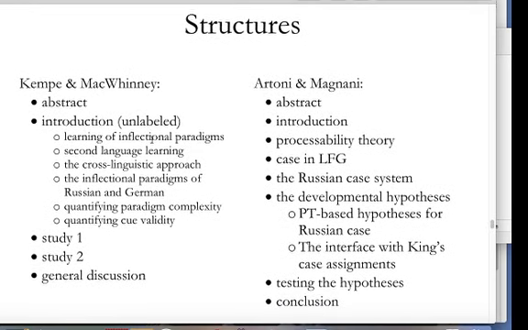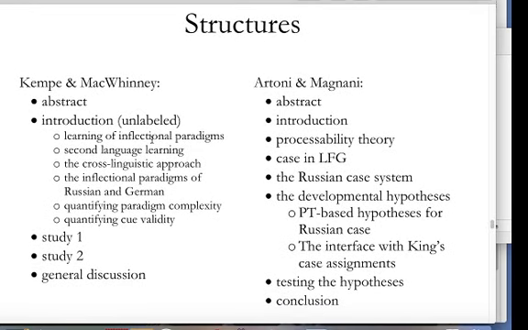Okay, here's the overarching structures of the two papers. I've got the Kempe and MacWhinney paper from the Studies in Second Language Acquisition journal over here, the Artoni and Magnani one from the conference proceedings over here, and we'll start here. So the Kempe and MacWhinney paper has an abstract. This is a paragraph at the beginning that gives a very concise summary of what the paper is about, what it finds, and what you think the main conclusions are. Not all journals have abstracts, but most of them do nowadays.